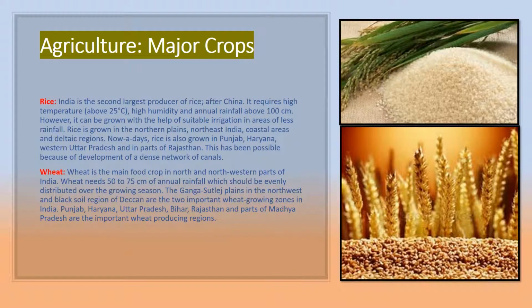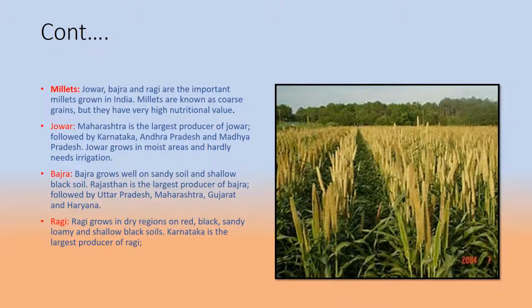Wheat is the main food crop in north and northwestern parts of India. Wheat needs 50 to 75 centimeters of annual rainfall, which should be evenly distributed over the growing season. The Ganga-Sutlej plains in the northwest and black soil region of Deccan are the 2 important wheat-growing zones in India. Punjab, Haryana, Uttar Pradesh, Bihar, Rajasthan, and parts of Madhya Pradesh are the important wheat-producing regions.